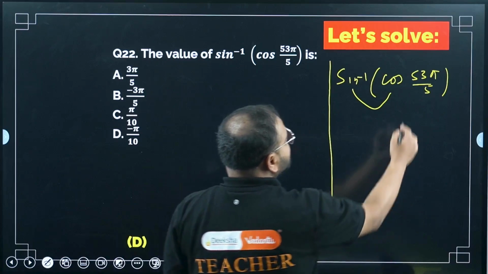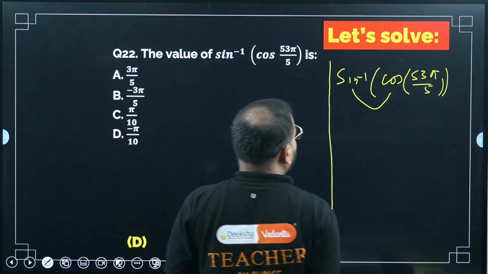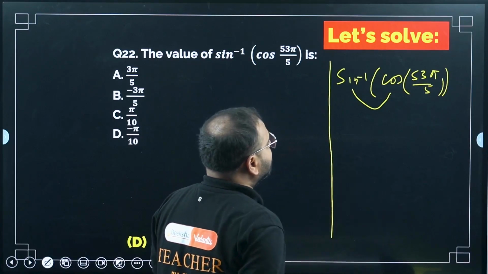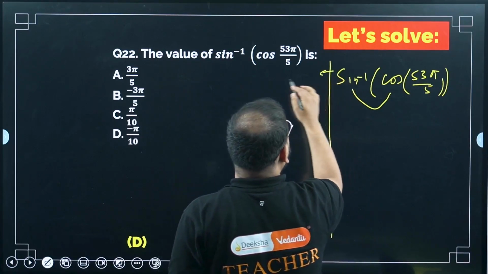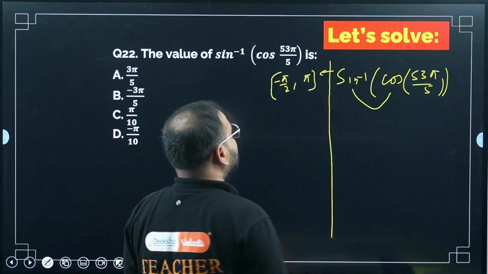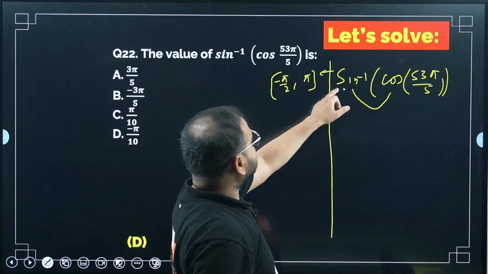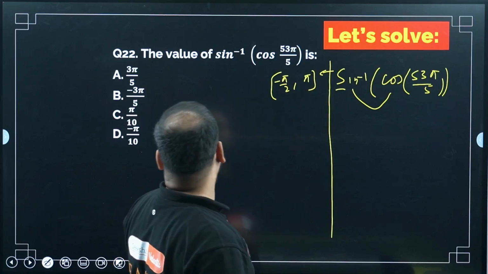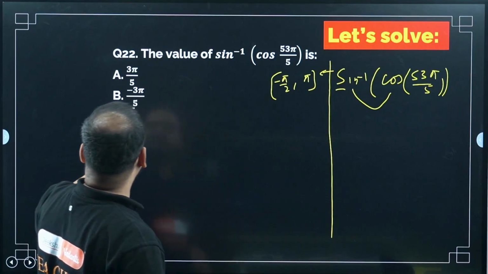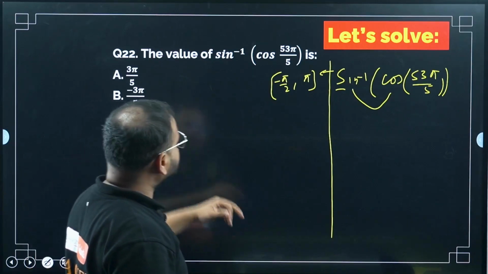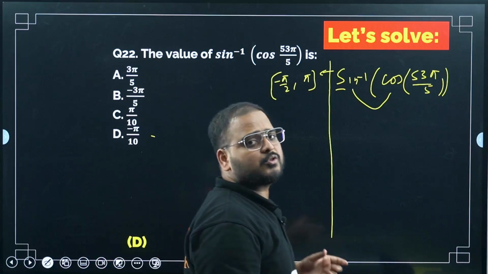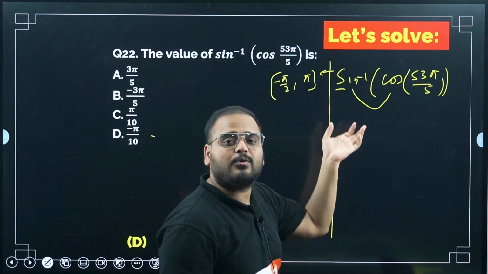First of all, for sine inverse, what is the domain? This whole thing has to come between minus pi by 2 to pi by 2. That's the range of sine inverse. Sine inverse range is minus pi by 2 to pi by 2. So let's check. We'll see later how we convert this cos to sine. We have to convert this cos to sine because sine inverse of sine only can give us the answer.